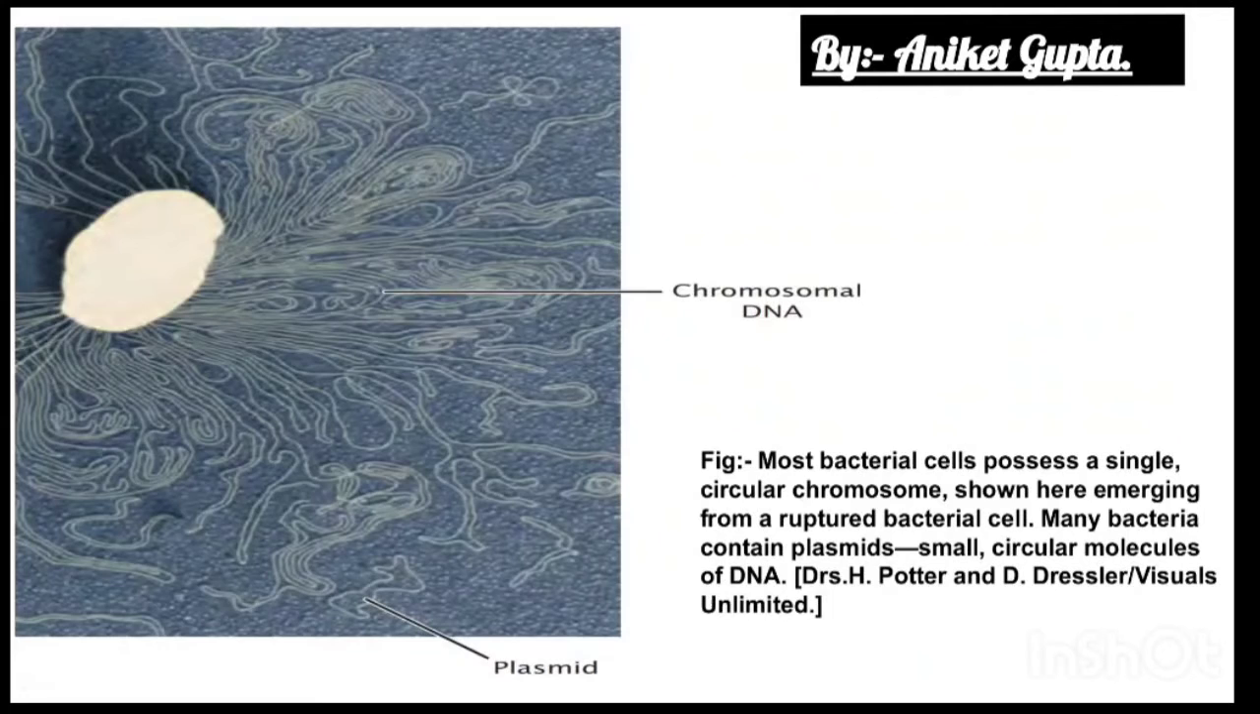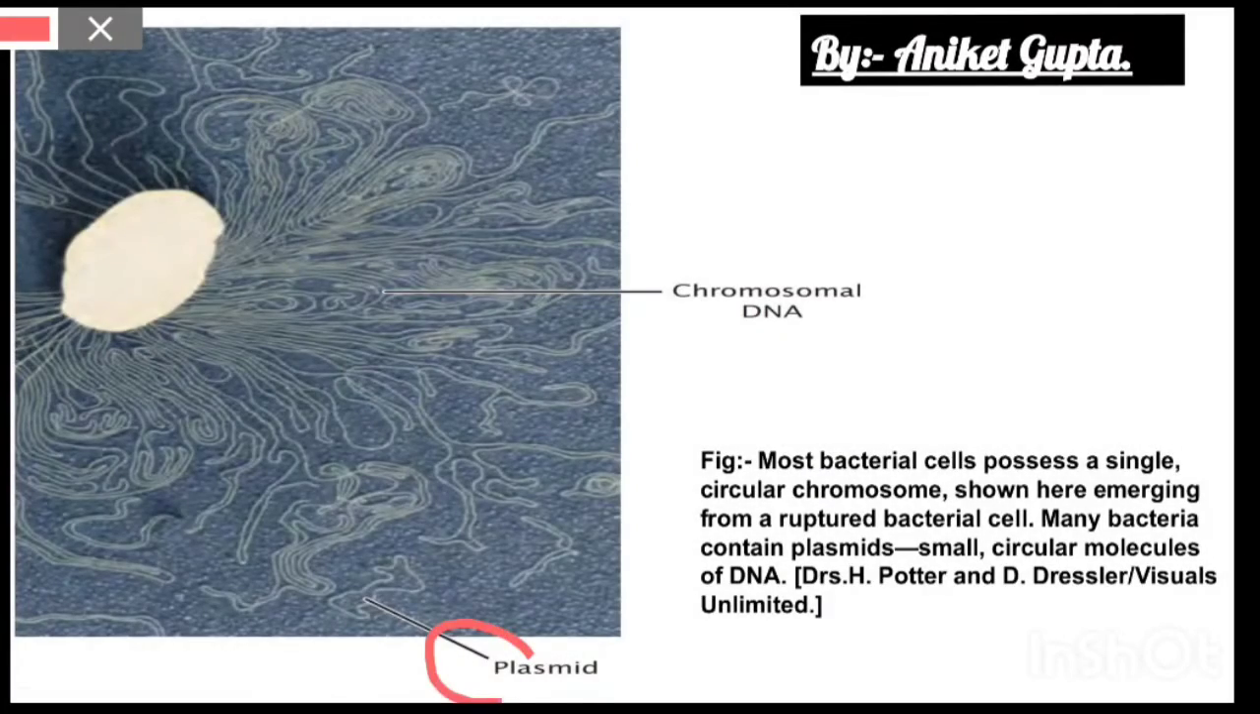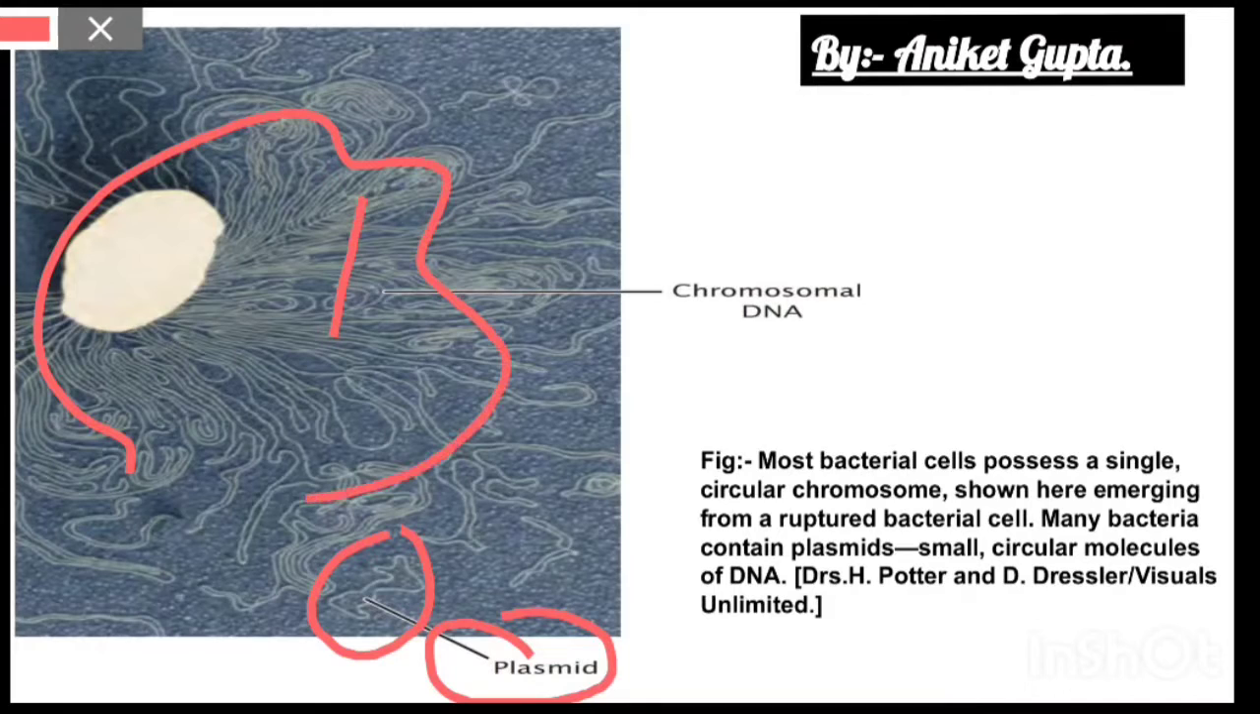So this is the chromosomal DNA of a bacterium. You can see the very expanded form of this chromosomal DNA, and you can also see here a plasmid, and all these thread-like structures are referred to as chromosomal DNA, right?